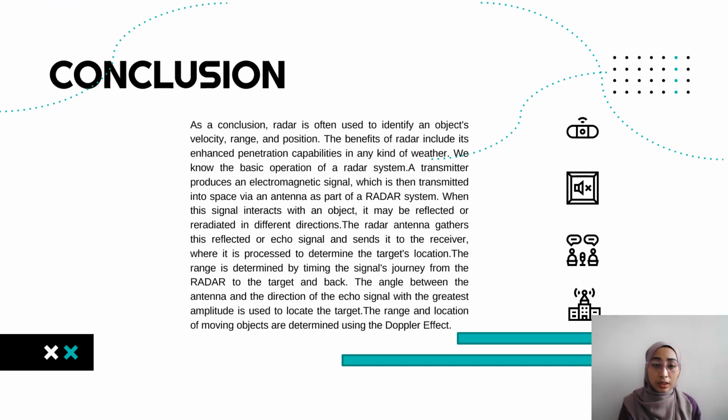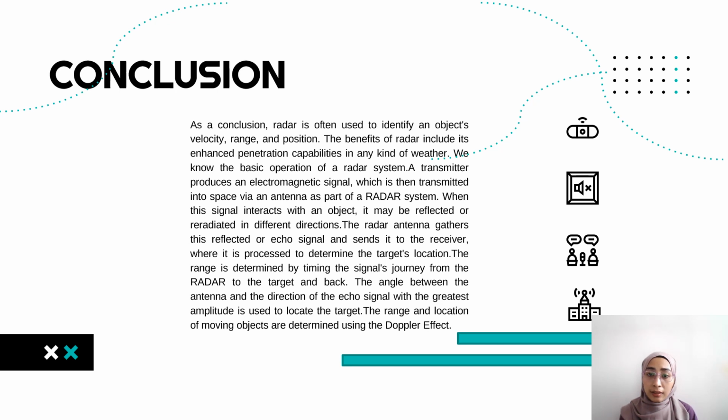Okay, as a conclusion for the project, radar is often used to identify an object's velocity, range, and position. The benefits of radar include enhanced penetration capability in any kind of weather. For the project, we know the basic operation of a radar system. A transmitter produces an electromagnetic signal, which is then transmitted into space via the antenna as a part of the system. When the signal interacts with an object, it may be reflected or radiated in different directions.